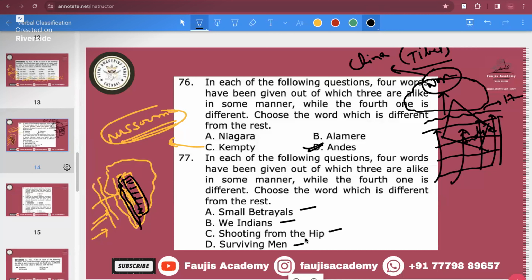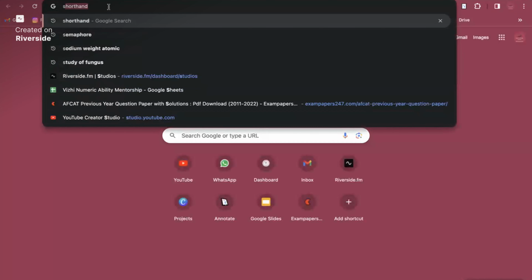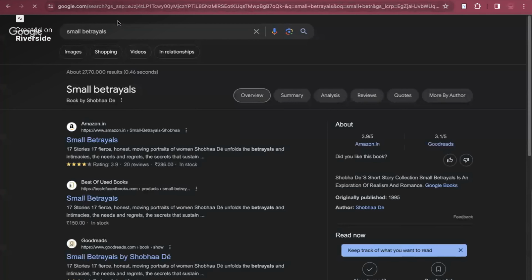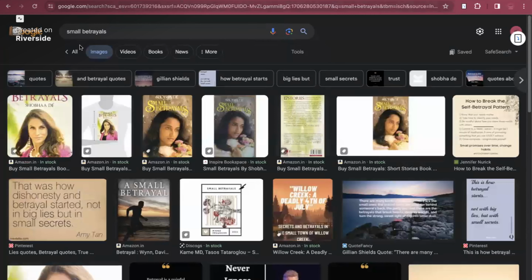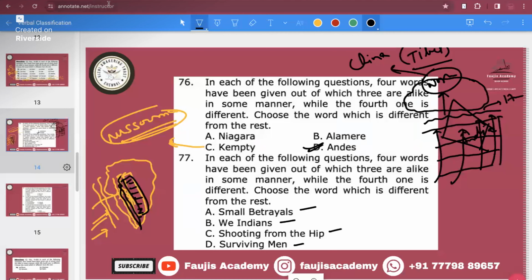Very good observation. Surviving small betrayals. It's a book by Shobadi. And Shobadi is a very feminist kind of writer. A feminist can be either male or female. It's a gender neutral kind of thing. Read about it. It will give you a lot of freedom, confidence, and lots of things.